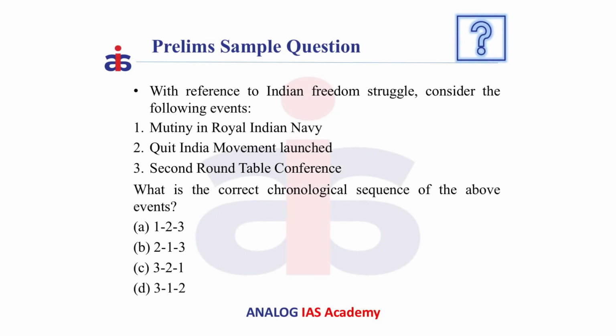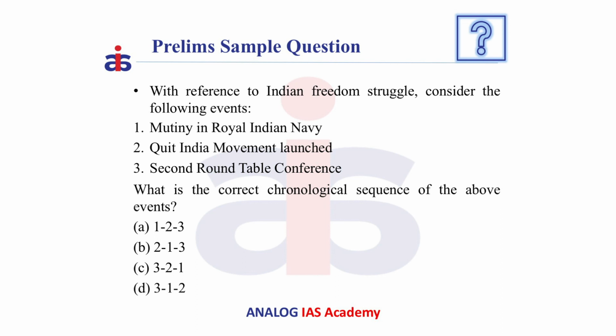Now let us see a question based on this. With reference to the Indian freedom struggle, consider the following events. 1. Mutiny in Royal Indian Navy. 2. Quit India movement launched. And 3. Second roundtable conference. What is the correct chronological sequence of the above events?